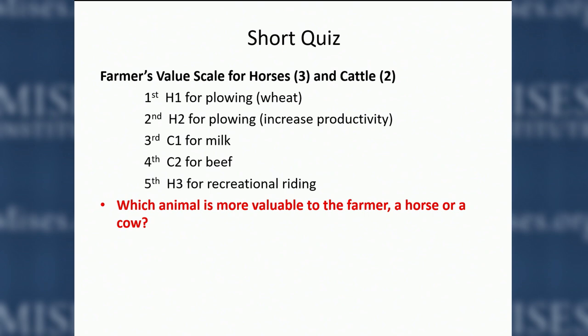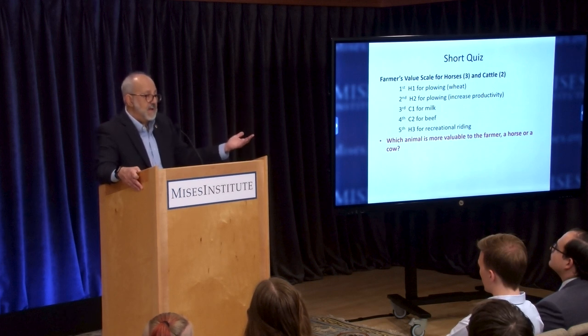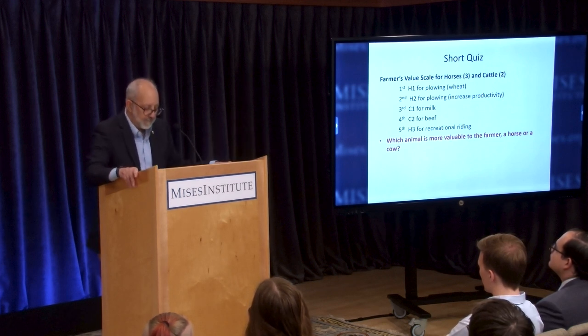Now, let's say the barn's on fire. Ask the Mengerian question, and he can only save four of the animals. This gives you the answer right away. Which animal does he leave in a barn that he can only save four by hypothesis? The horse. So that's the least important animal. That's the least valuable animal. Okay?